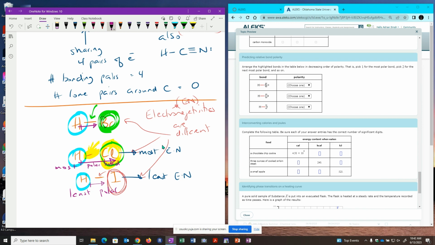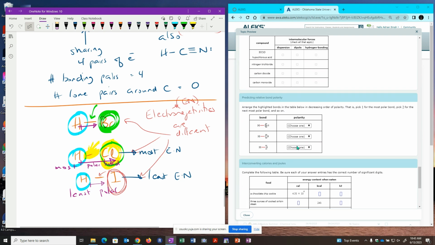All right, so that's how you want to interpret and navigate through that. You want to compare electronegativities. The more electronegative an element is, the more strongly it's going to pull unshared electrons, which will make that bond more polar. The lower the electronegativity, compared to the other elements, the less polar the bond is going to be.